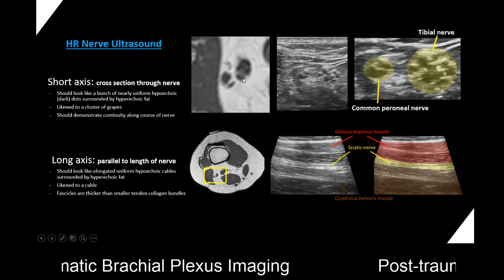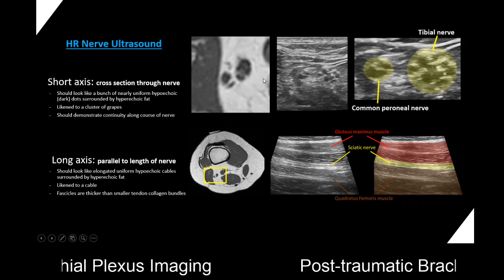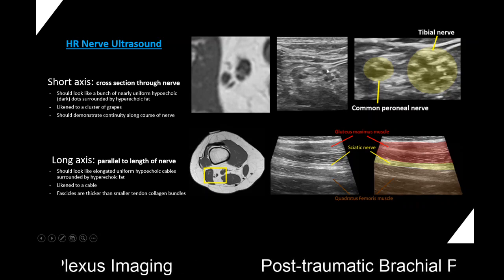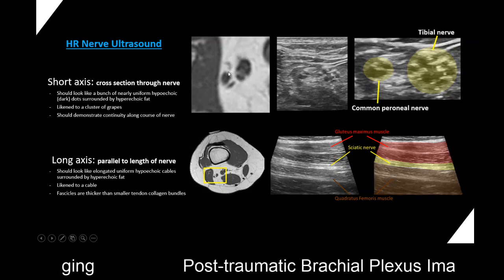And to strike home this concept of the spatial resolution, I put these two images side by side. You can see individual nerve fascicles very well with the ultrasound, but here they sort of blend together on the MRI.